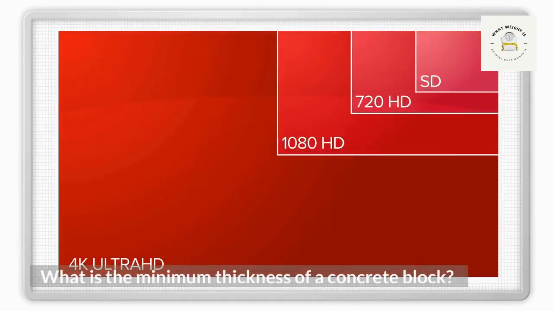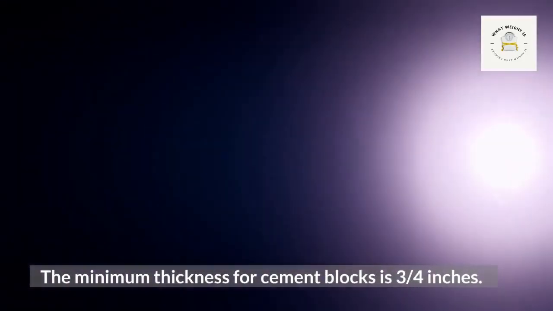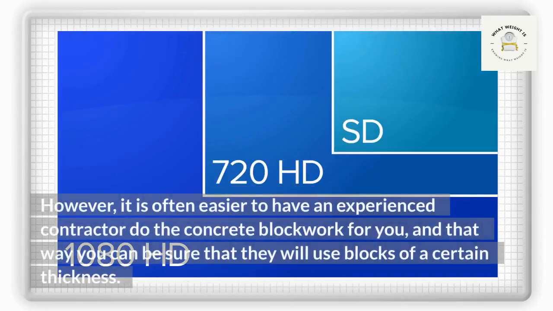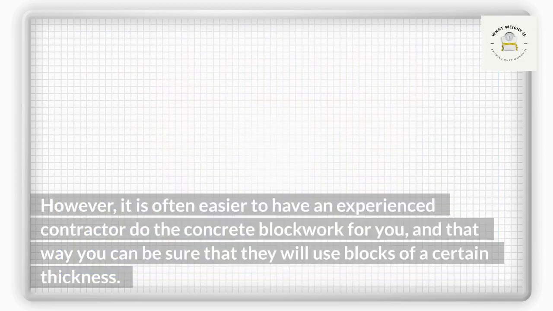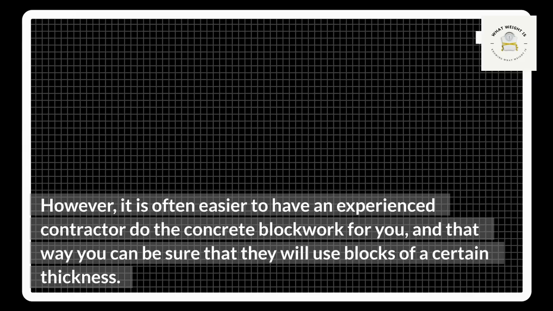What is the minimum thickness of a concrete block? The minimum thickness for cement blocks is 3/4 inches. However, it is often easier to have an experienced contractor do the concrete block work for you, and that way you can be sure that they will use blocks of a certain thickness.